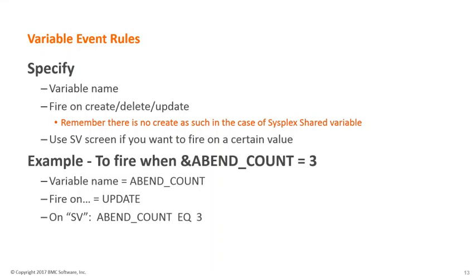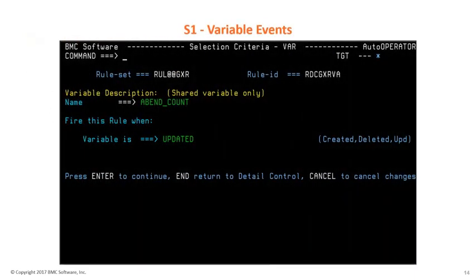Okay, now we're going to show you what these screens look like. We're going to have an example of when to fire when the abend count is equal to 3. In our selection criteria, the first thing we need to do is specify the variable name, and in this case it's abend_count, and we want to fire the rule whenever that variable is updated.